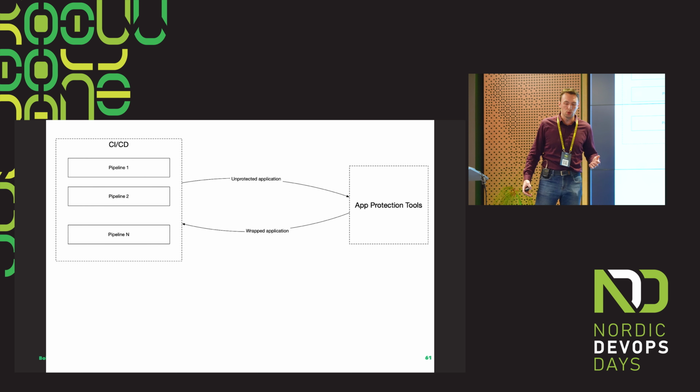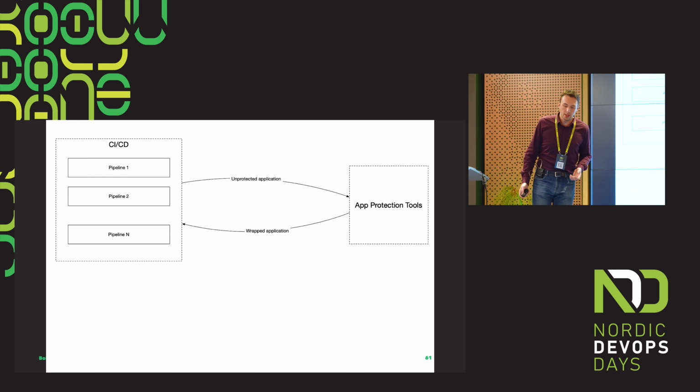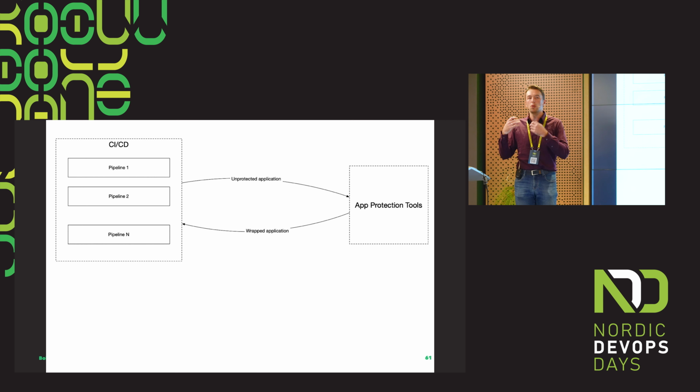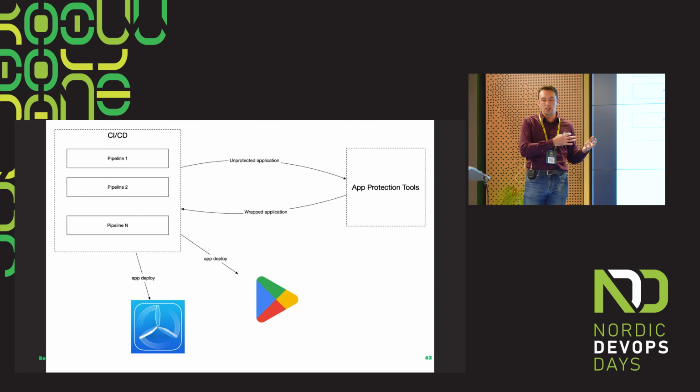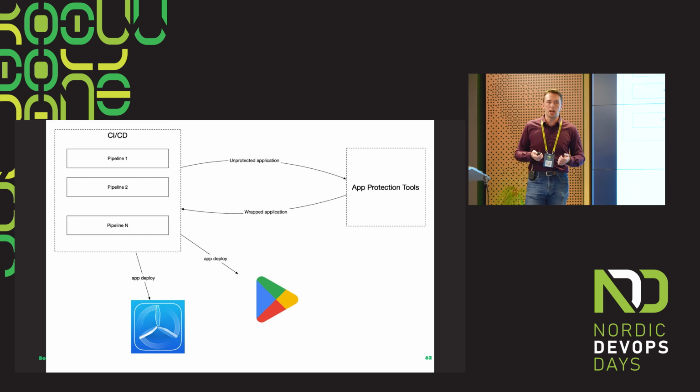So how does it happen? You have your CI/CD pipeline, or maybe several pipelines in your CI/CD environment. And then you have this app protection tool to the side that you want to wrap or protect your application with. You hand over your valuable application through some kind of network to this app protection tool, and then download the wrapped application back. Once you have the protected application, you're free to deploy it to Google Play, to the App Store, or to some third-party application store. Okay. Any issues with that? Does anybody see any risks?